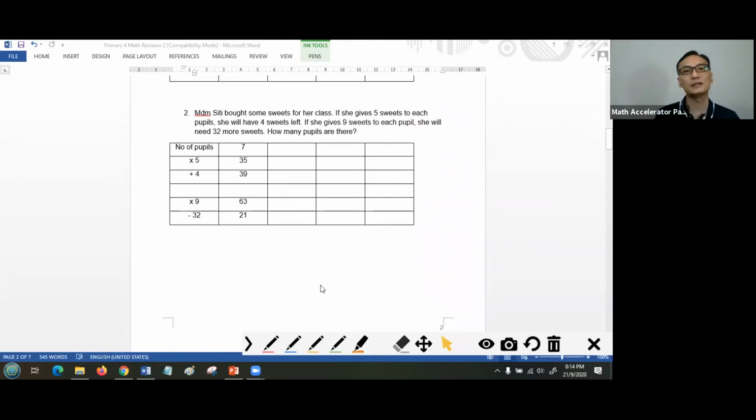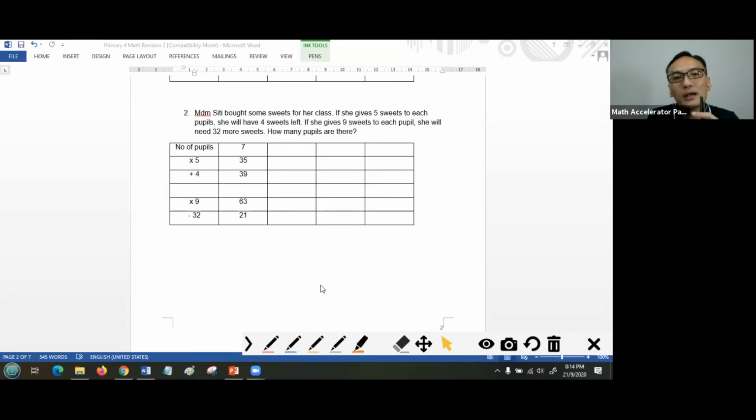So I'm going to read this question one more time, right? Madam Siti bought some sweets for her class. If she give 5 to each pupil, she will have 4 sweets left. If she give 9 to each pupil, she will need 32 more. So how many pupils are there?